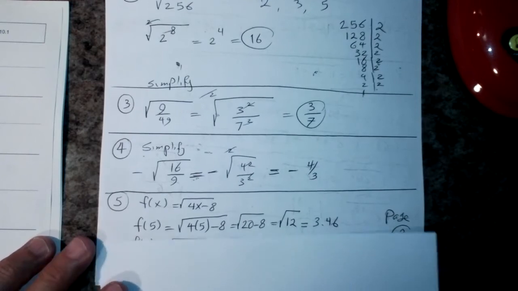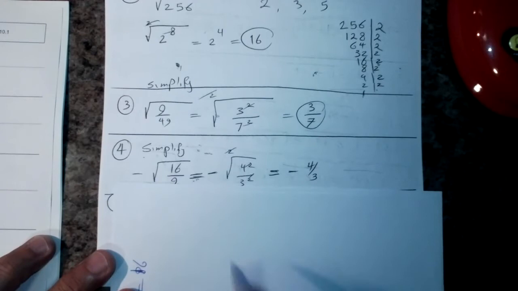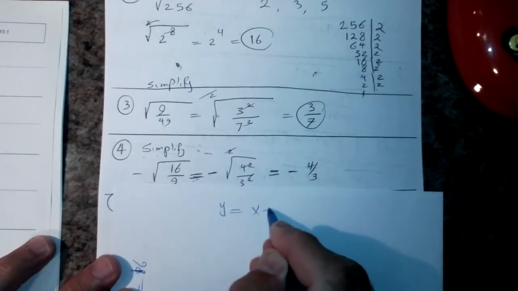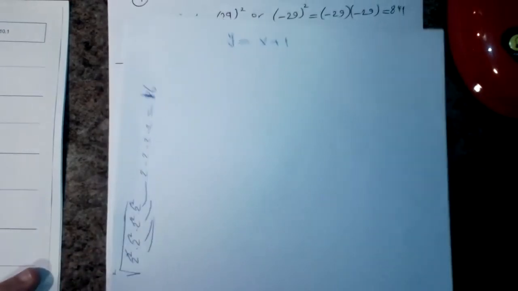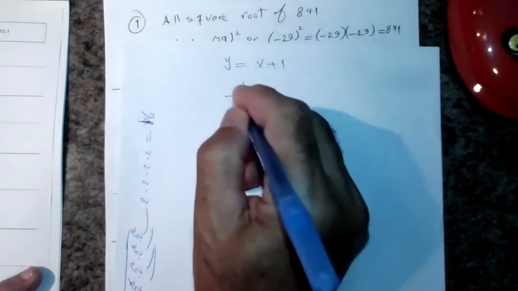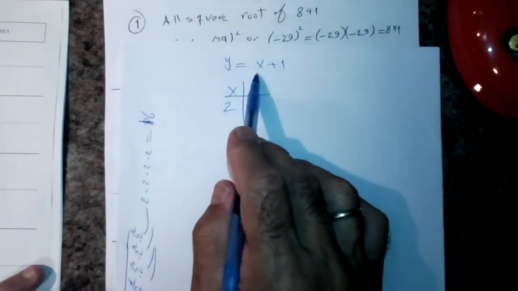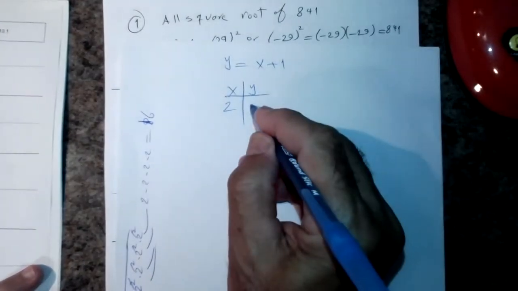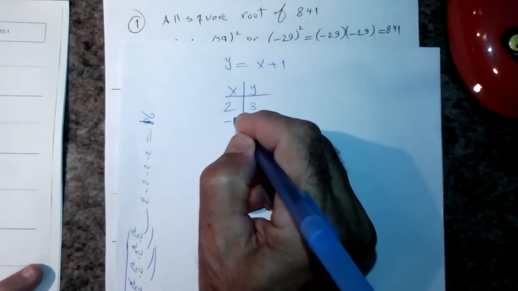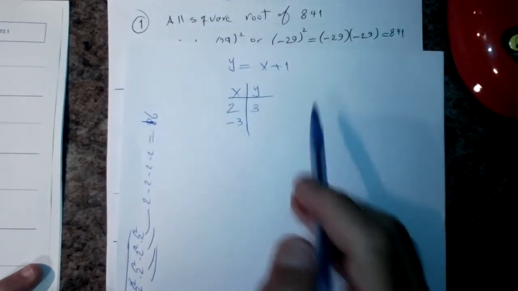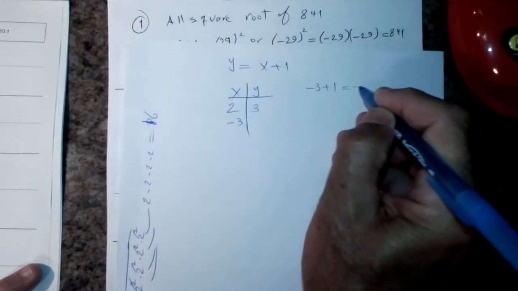Now, let's say I have an equation which is y equals x plus 1. And I assume that x is 2. How do I find the y value? You take the 2 and you substitute it here. So then it would be 3. What if x is, for instance, negative 3? When you put in negative 3, negative 3 plus 1 is negative 2.